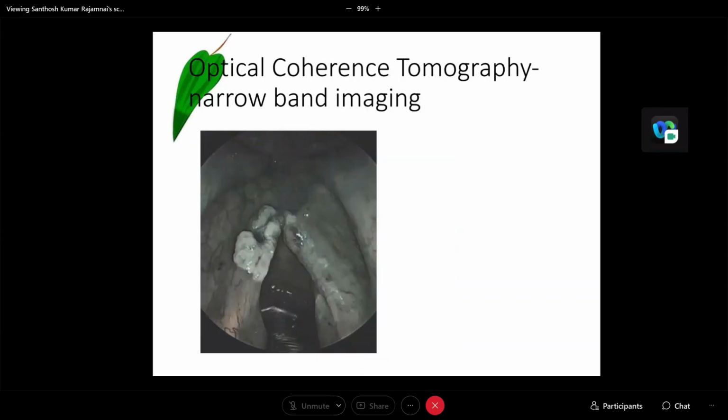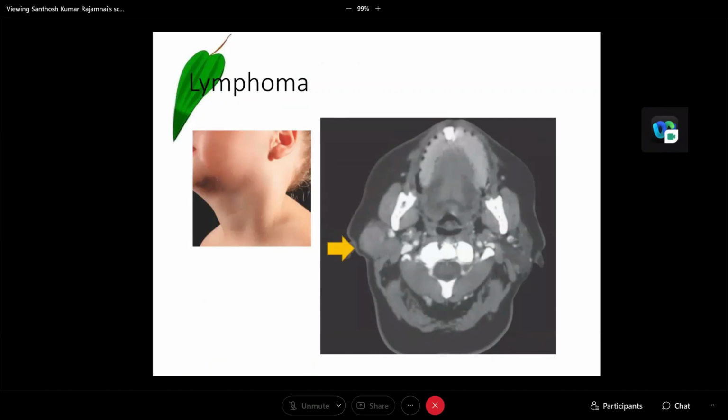One other new modality that is available is optical coherence tomography, narrowband imaging. So narrowband imaging is a way of throwing light on the tumor. So through narrowband imaging, you can see that this tumor is appearing whitish. It's probably malignant. So you can see the tumor separately, whitish, and that is probably malignant. Okay. So let's look at some of the common tumors or swellings in the neck.